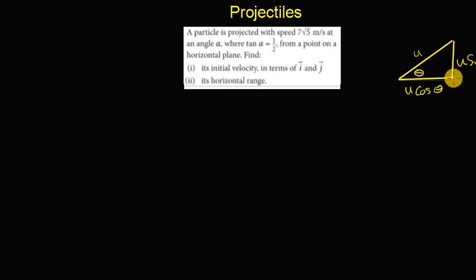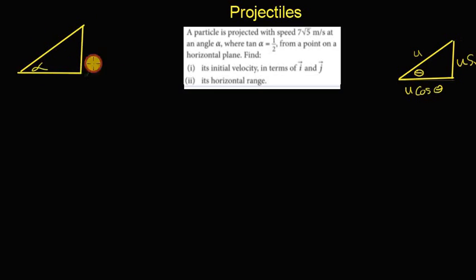Recall that if this is a projectile heading off with a velocity of u, in the i direction this is u cosine theta, and in the j direction its velocity is u sine theta. So it's got two parts, and we also have the tan alpha. We want to find what this angle is, what theta is. In this case, we're told that tan alpha is equal to a half.